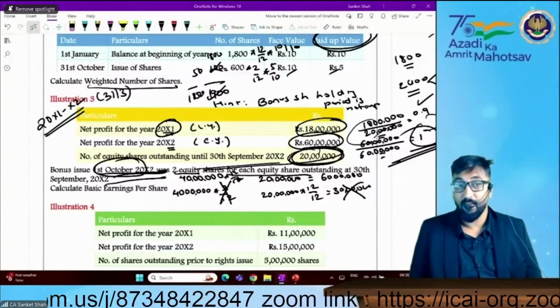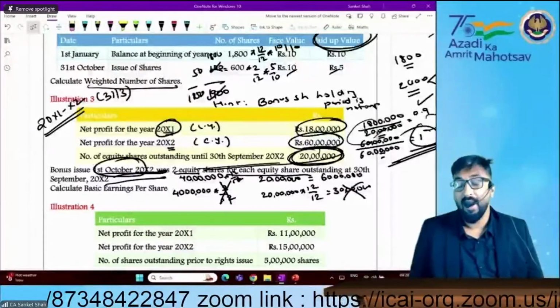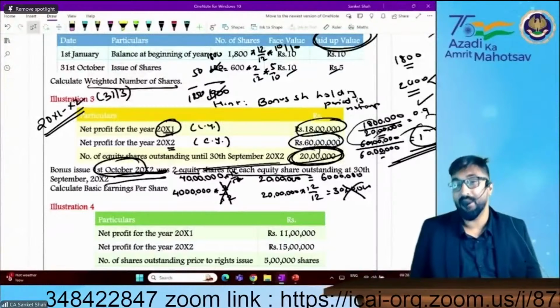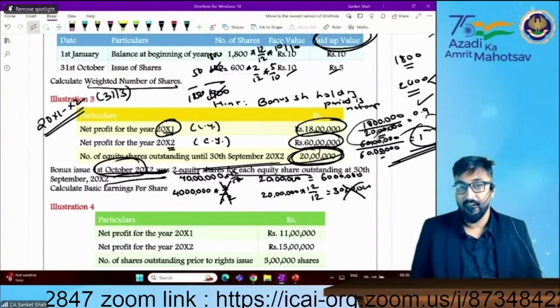Okay, sir. But if you are investing for the first time, then the PE ratio must be on the lower side, which will improve the market price of the share because it is not risky in that case. Okay, sir. Thank you, sir.